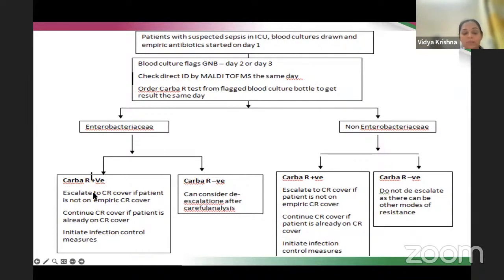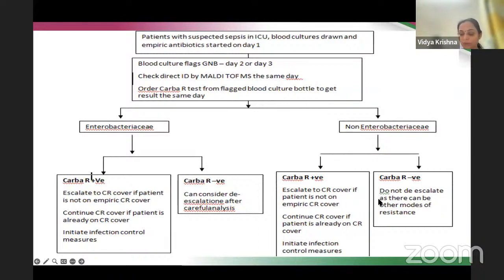If the CARBA-R is positive and the patient is not already on carbapenem-resistant cover, you will escalate. Otherwise, if they're already there, then you will continue. And you will always initiate infection control measures. If the CARBA-R is negative, then most of the time you can safely de-escalate. Whereas non-Enterobacteriaceae, like your Pseudomonas and Acinetobacter, have non-enzymatic mechanisms, porin channels, efflux pumps, and all those things. So there, only if the report is positive can you be guided by it. But if the report is negative, you cannot de-escalate.